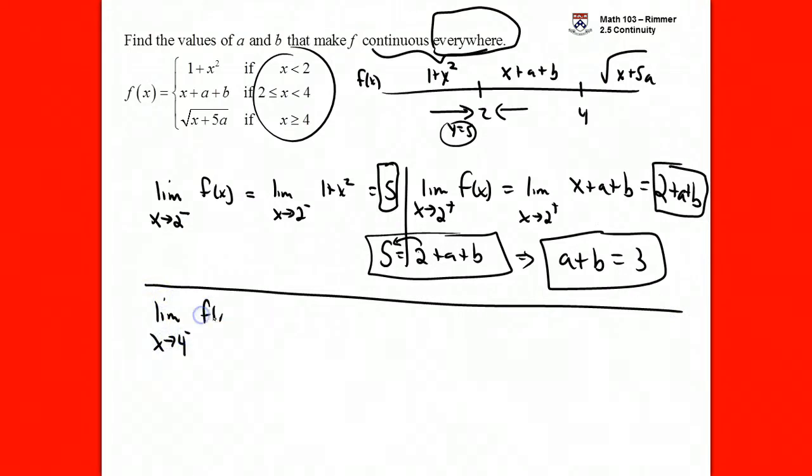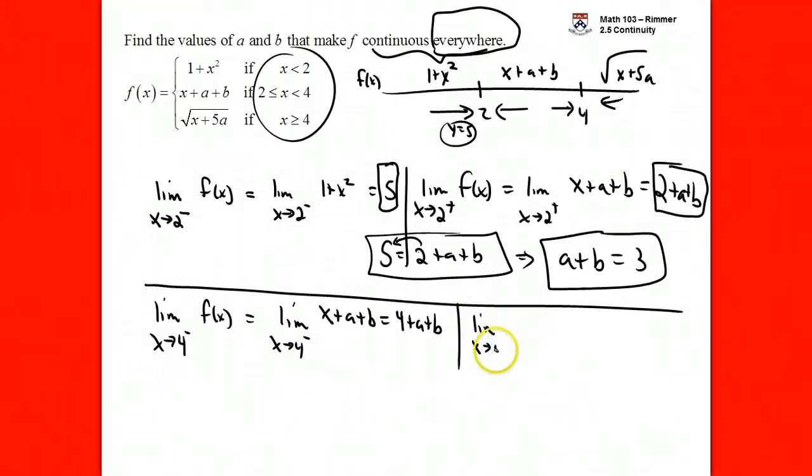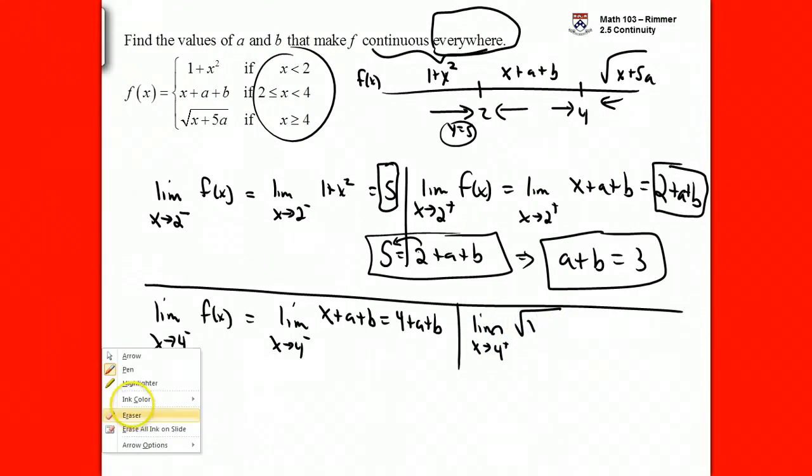All right, from the left-hand side, you'll be using that line again, and it's x plus a plus b. So you plug in a 4, and you get 4 plus a plus b. From the right-hand side, you're not using a line. You're using the square root. Officially, let me be formal here and put the f of x in there, and then later put that in there.